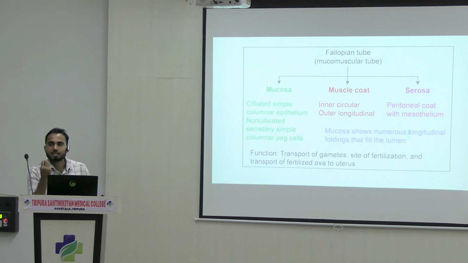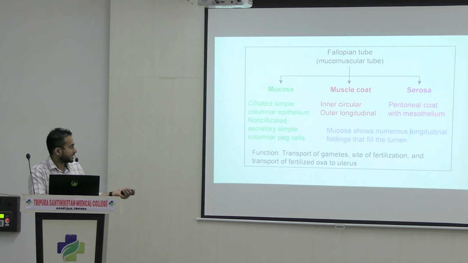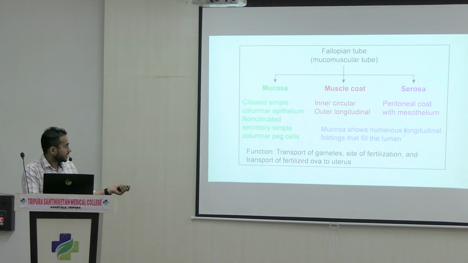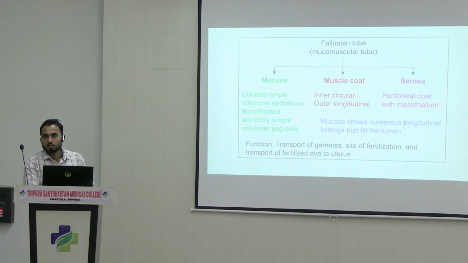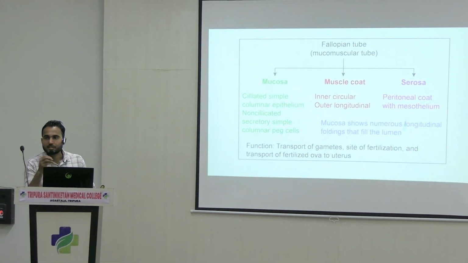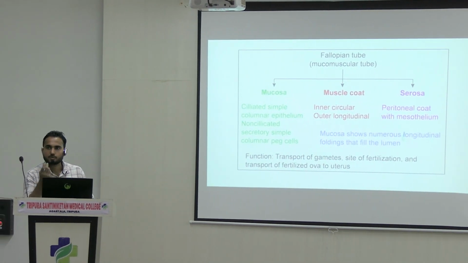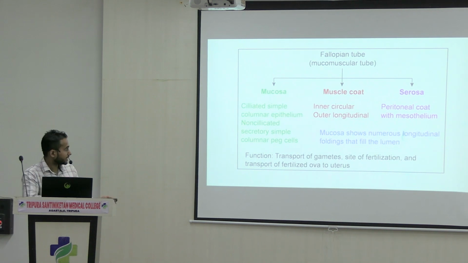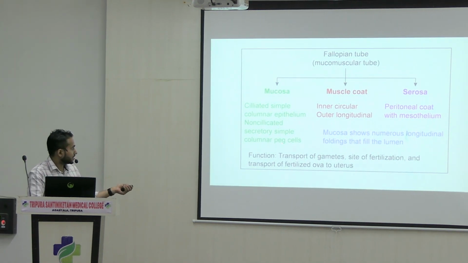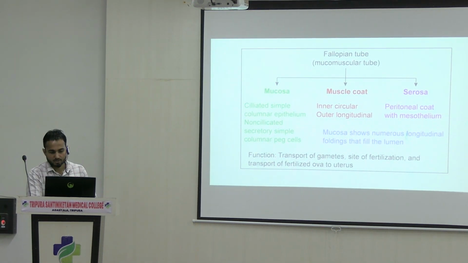The secretions from the peg cells provide nutrition to the spermatozoa traveling through the tube and to the ovum passing through it. For that, the secretory columnar simple peg cells are present.